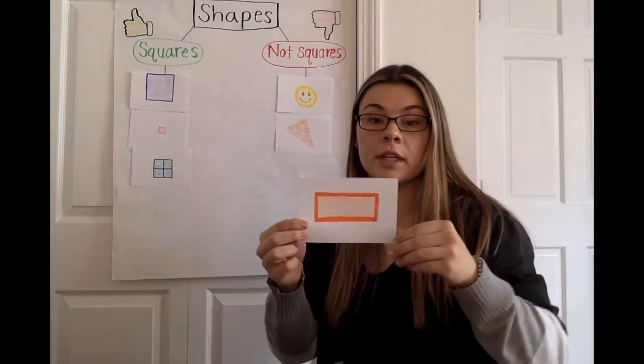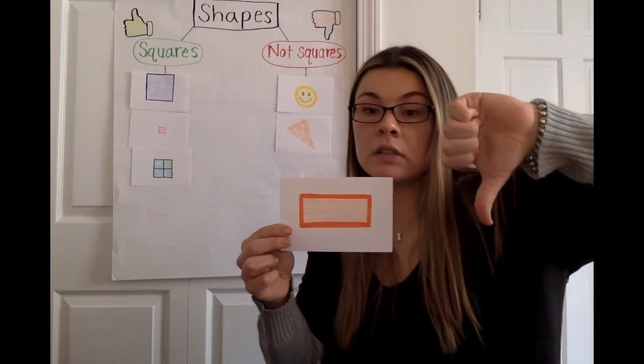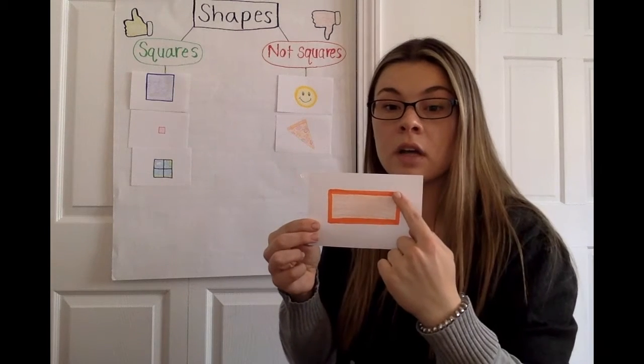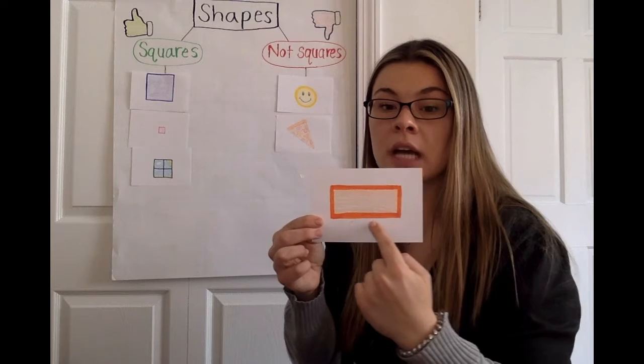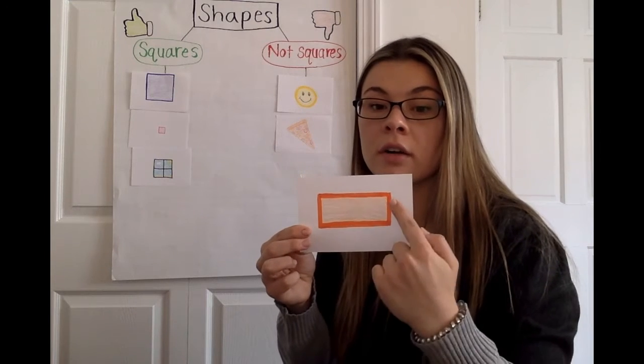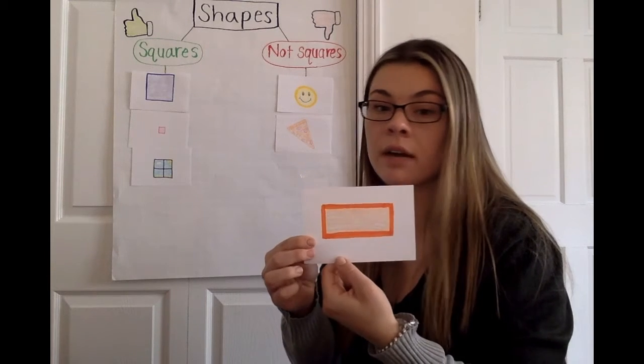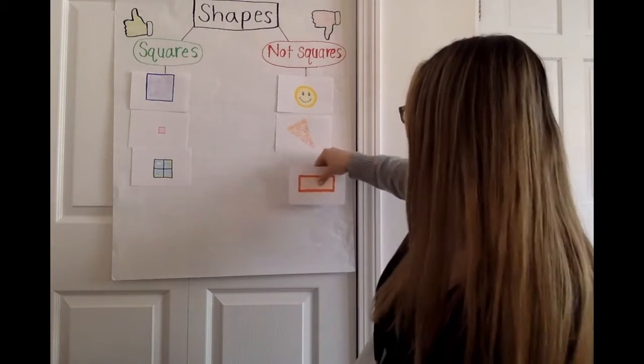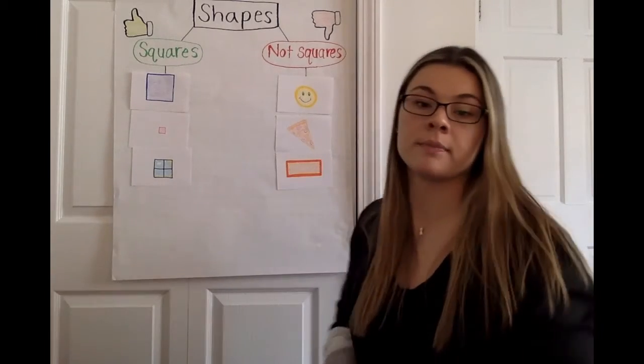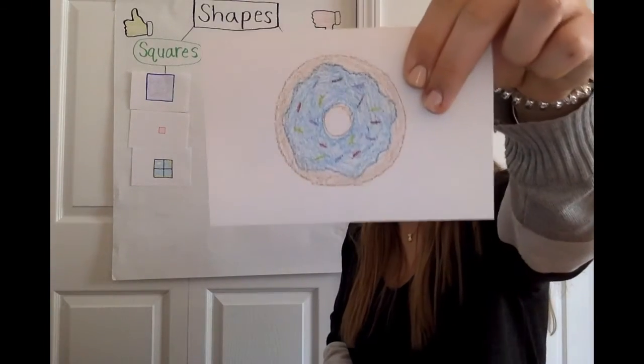All right, this one's tricky, but you should have had a thumb down. It is not a square. It is not a square because these 2 sides are much longer than these 2 sides, so they do not have 4 equal sides. So it is not a square. Next.